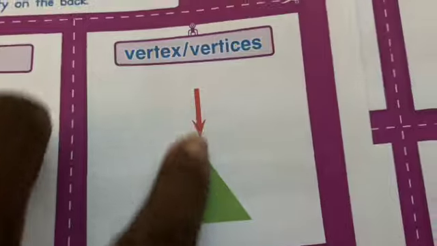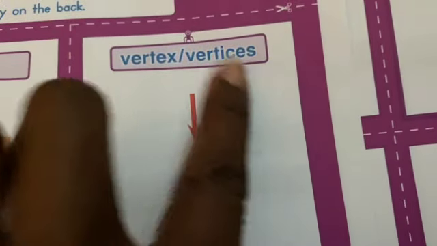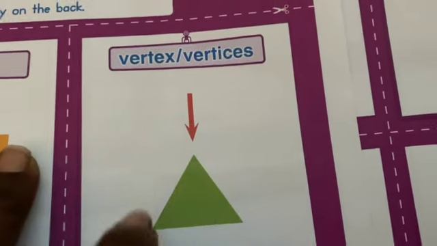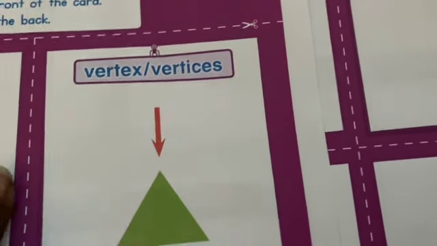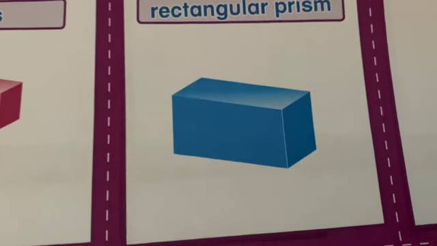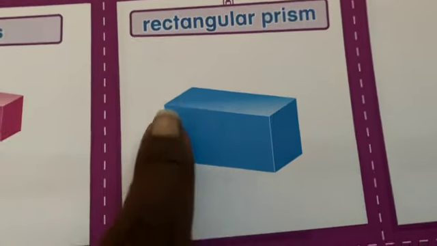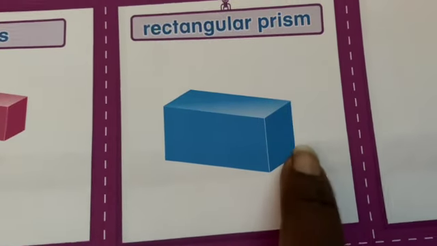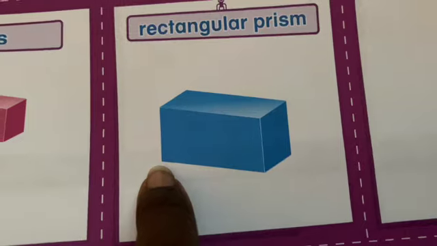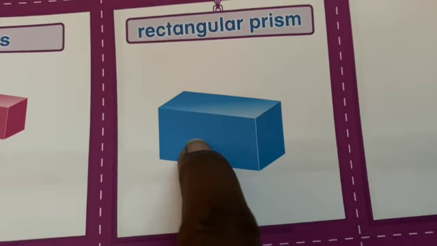Okay, so remember, for a vertex, this is one vertex. Vertices is plural, so it's like 1, 2, 3 for this triangle here. For the rectangular prism, it has 8 vertices. So 1, 2, 3, 4, 5, 6, 7, and then one you can't see is 8.